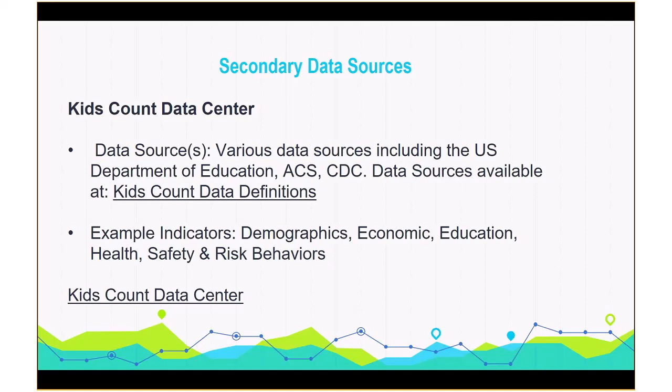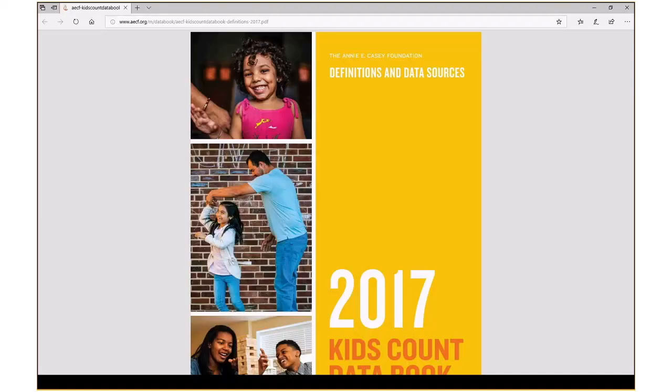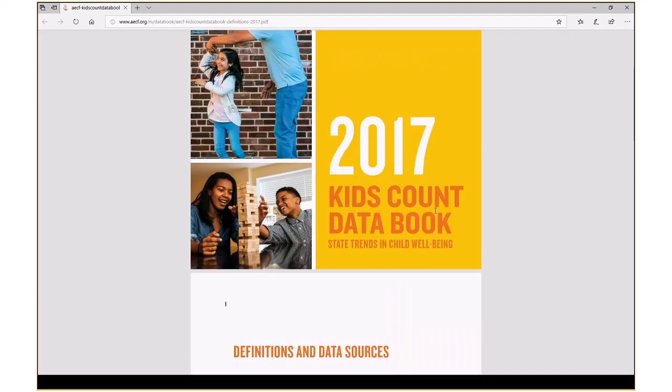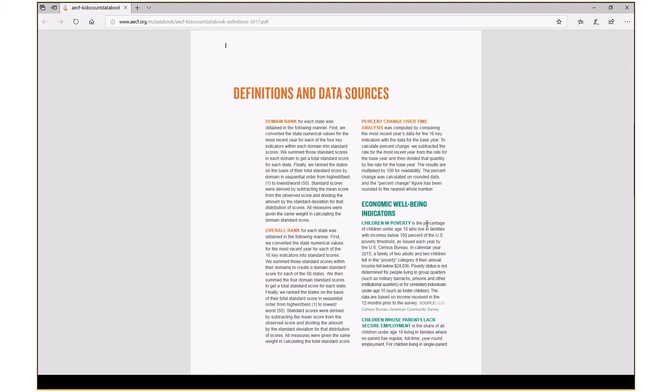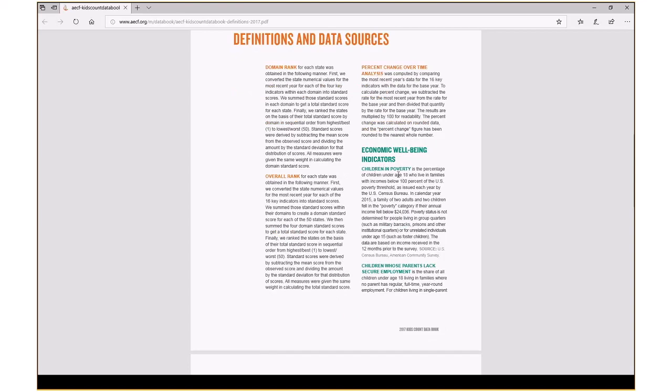The next site that we'll look at is the Kids Count Data Center. Once again, this has various data sources, which can include the U.S. Department of Education, ACS, and the CDC. Data sources are available through the Kids Count data definitions. When opening this data book, you will scroll down and you will see that each of the indicators is listed with a definition and also the source of the data, which is very handy to use.